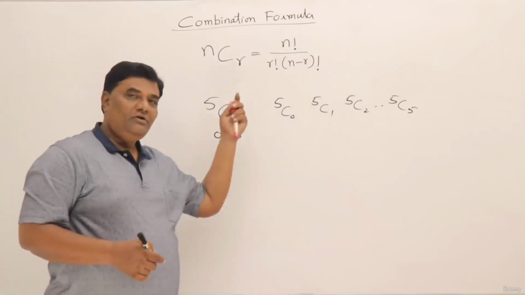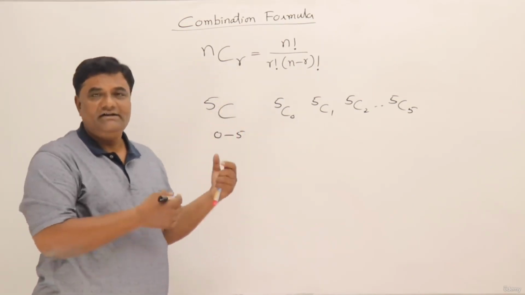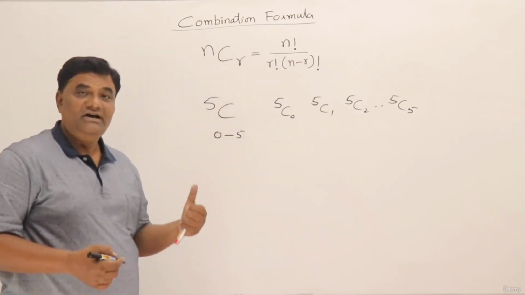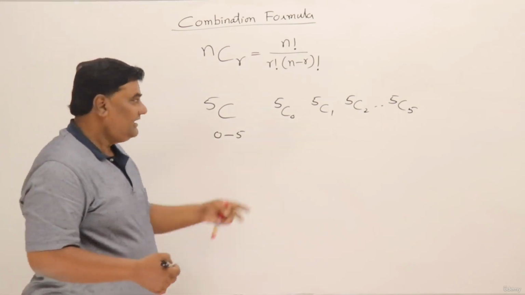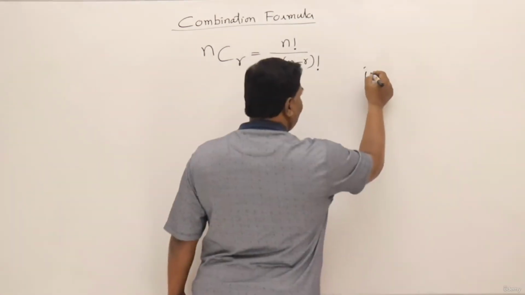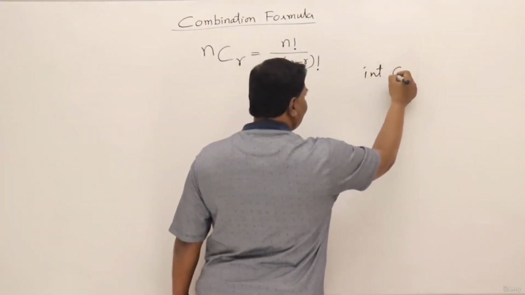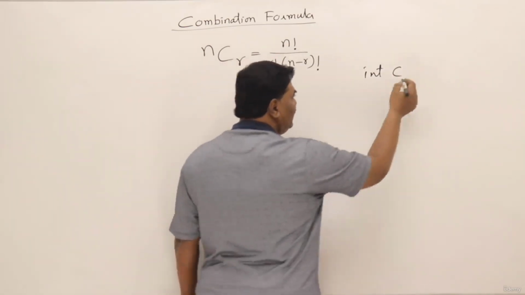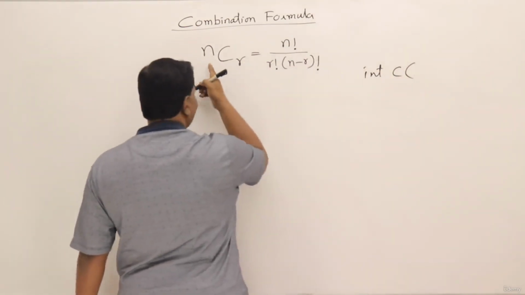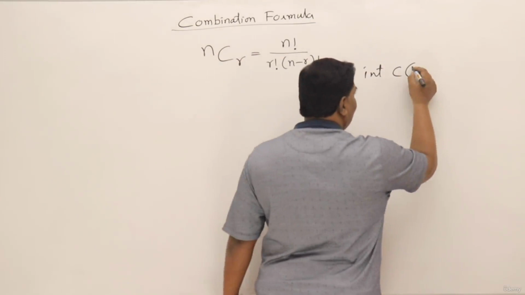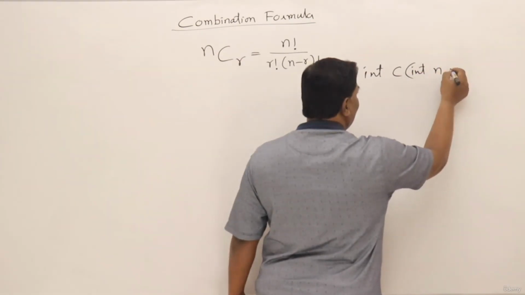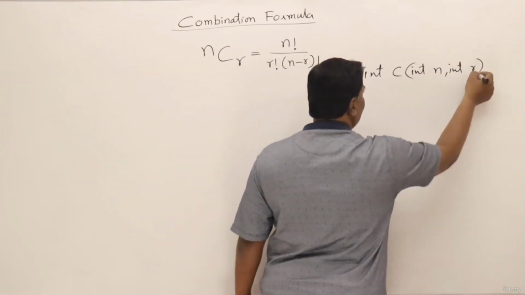Now next thing, how to write a function for this. I can write a simple function for evaluation of this formula. I'll write a function here. Return type of the function is int, and let us call the function name C, and it needs 2 parameters, integer n and integer r.